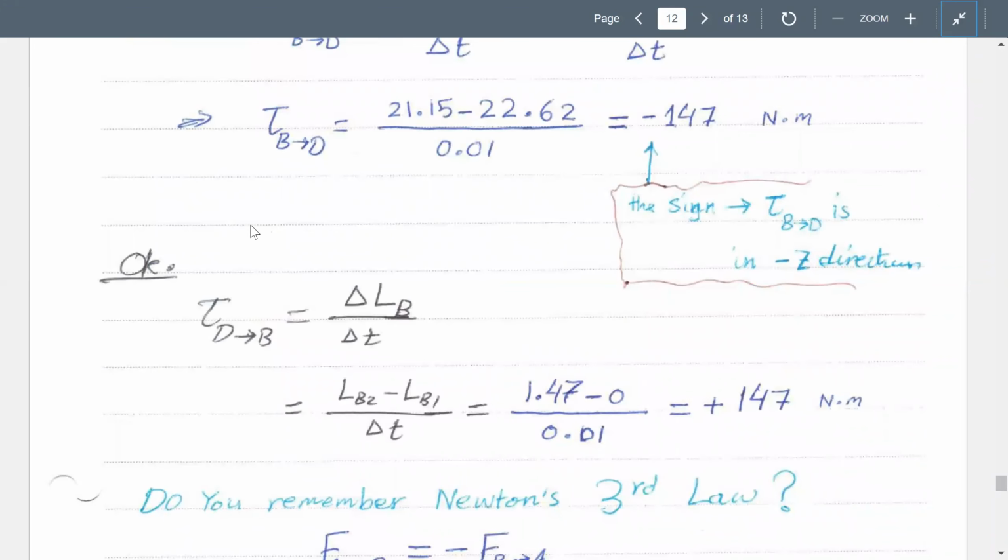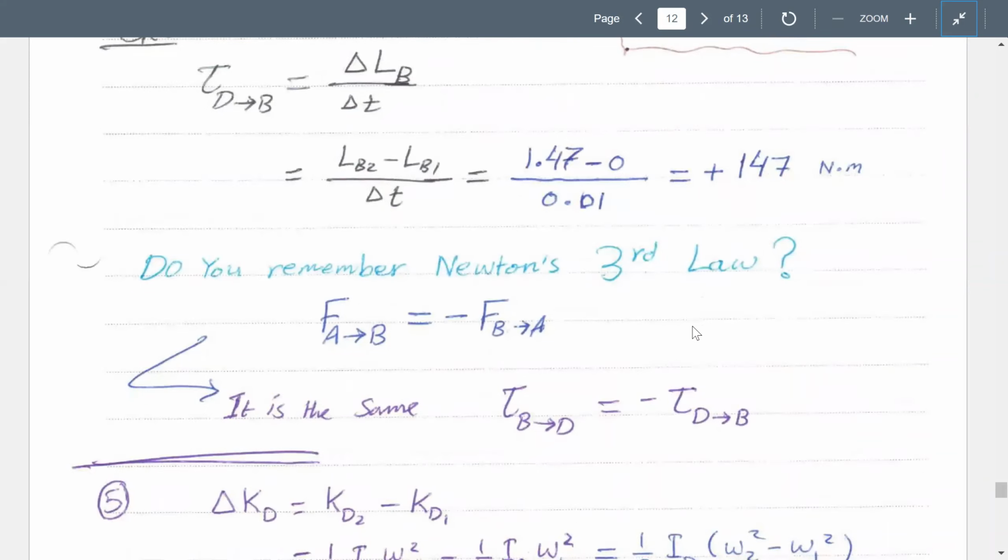And the torque done by the disk on the ball, in the same way, is the change in momentum of that ball divided by the time period, which is 0.01 seconds. It will be positive 147. It is the same value. This is Newton's third law: the same magnitude, opposite direction. Okay? Newton's third law, as you see here in this note.